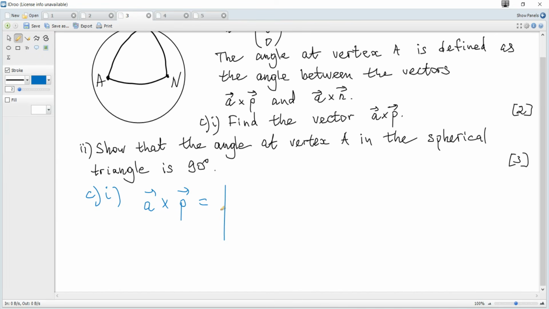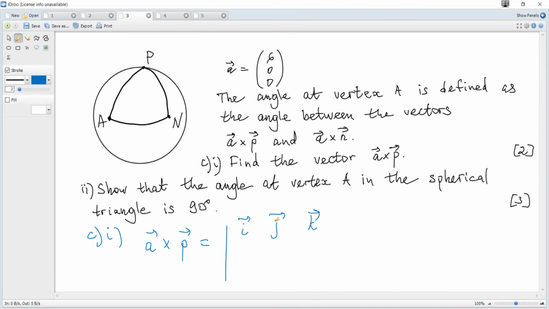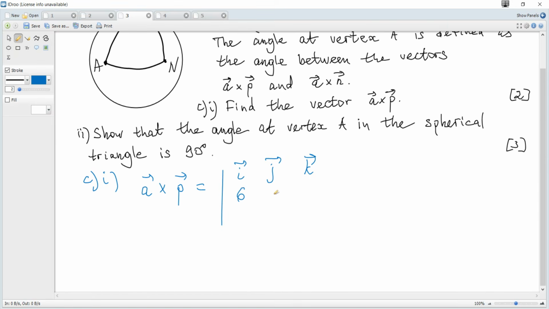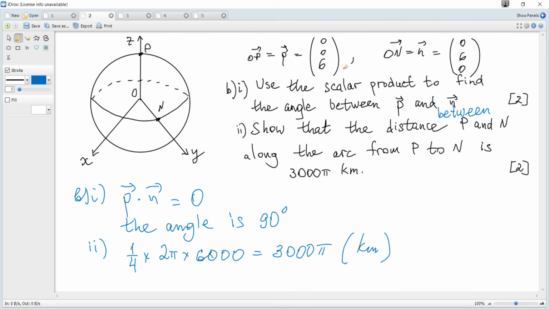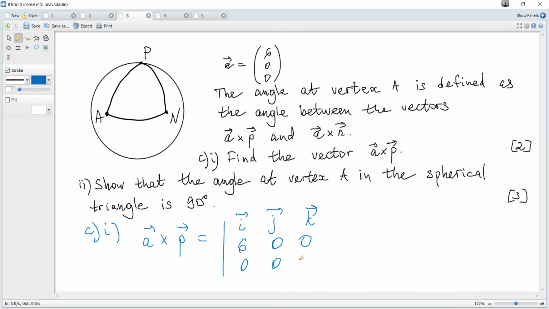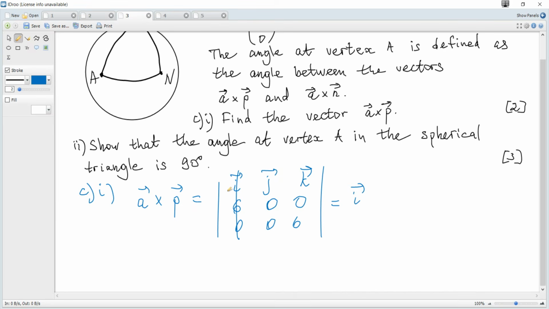The required cross product is the determinant of the 3x3 matrix with rows I, J, K; A with components 6, 0, 0; and P with components 0, 0, 6. It is equal to plus I times the determinant of this 2 by 2 matrix, which is this product minus this product, and 0 minus 0 is 0.